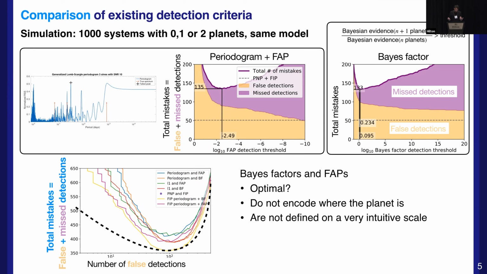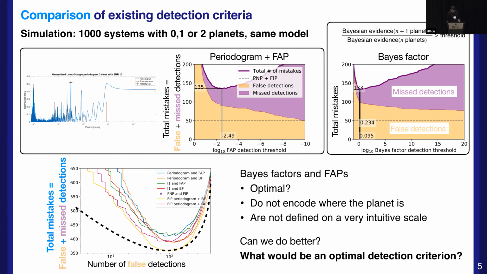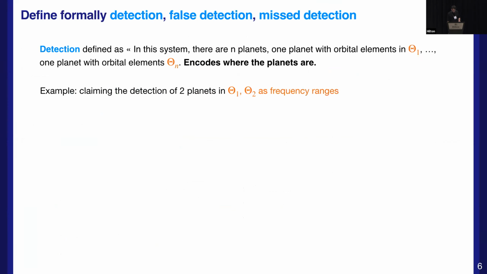They do not encode where the planet is, the FAP nor the Bayes factor. It does not tell you where the planet is, and they are not defined on an intuitive scale. You would say that you have a planet detection if the Bayes factor is greater than 150, but it doesn't really mean anything. So if we were to try to think of an optimal detection criterion, what would it look like? So let's first define what a detection is.